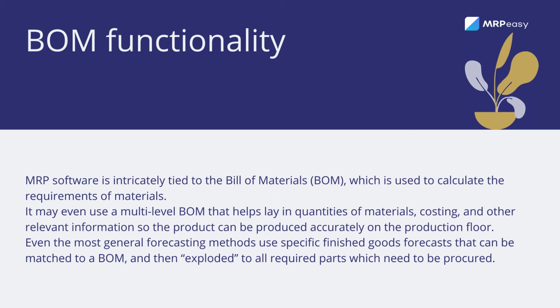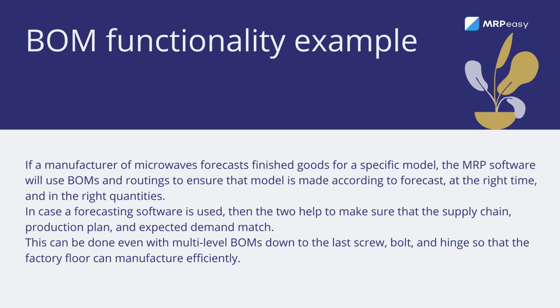Even the most general forecasting methods use specific finished goods forecasts that can be matched to a BOM and then exploded to all required parts which need to be procured. Example: if a manufacturer of microwaves forecasts finished goods for a specific model, the MRP software will use BOMs and routings to ensure that model is made according to forecast, at the right time, and in the right quantities.